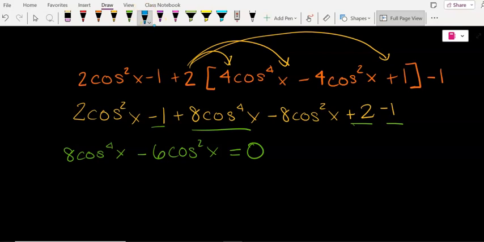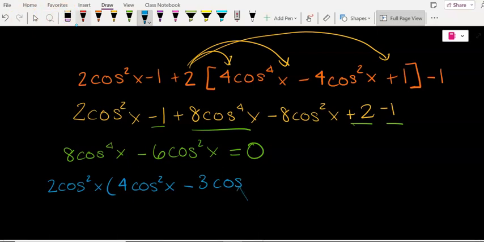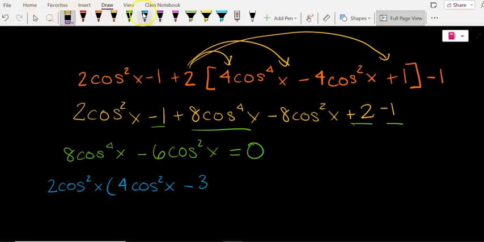Now I can see that I've got a GCF from both of these. That GCF is going to be 2 cosine squared x. And that's going to leave me with 4 cosine squared x minus 3. All right. So now that's what I've got, and this is equal to 0.